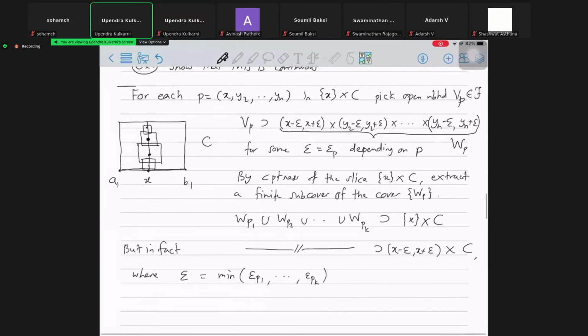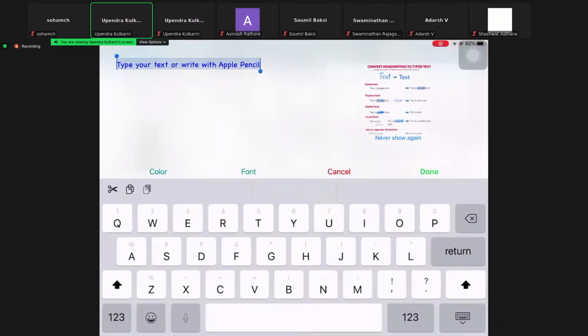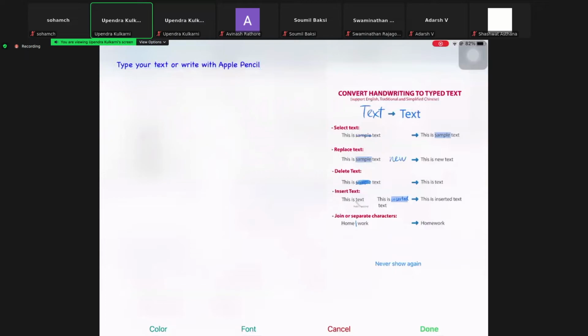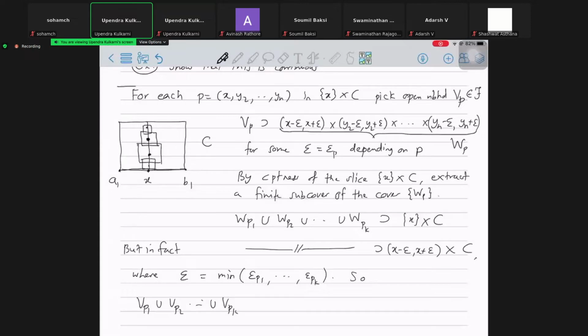So what is the upshot? So now I go to V's, VP1 union VP2 up to VPK. Oops, sorry. That was... this contains WP1 because each of the V's contains the boxes, right? And this contains the tube X minus epsilon to X plus epsilon.